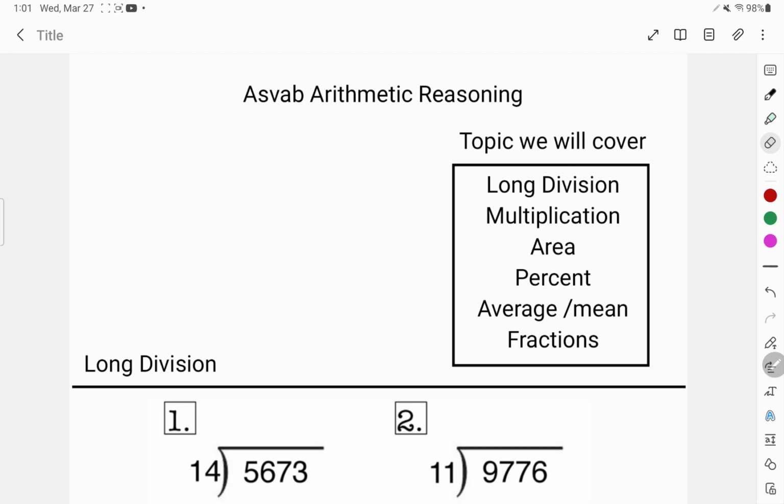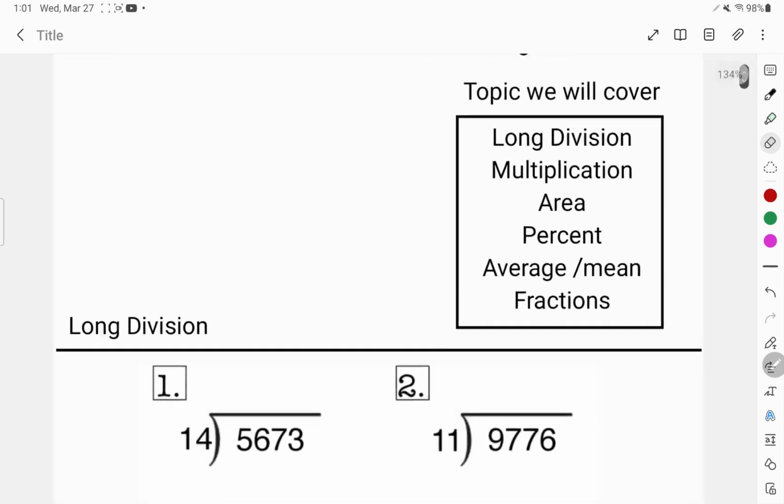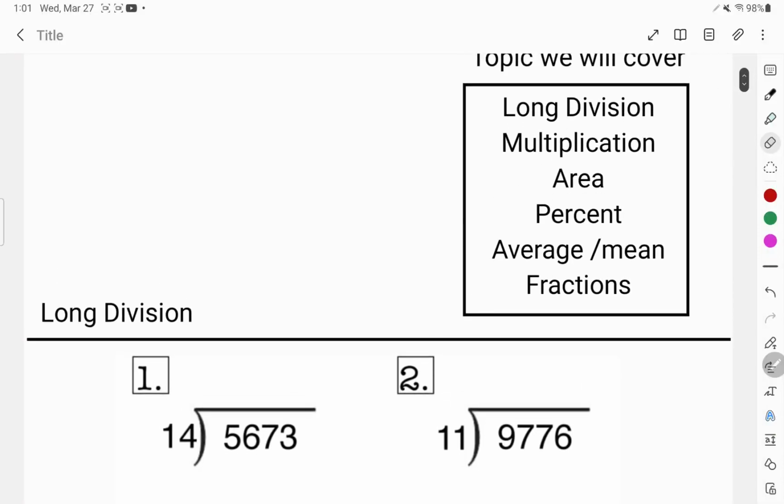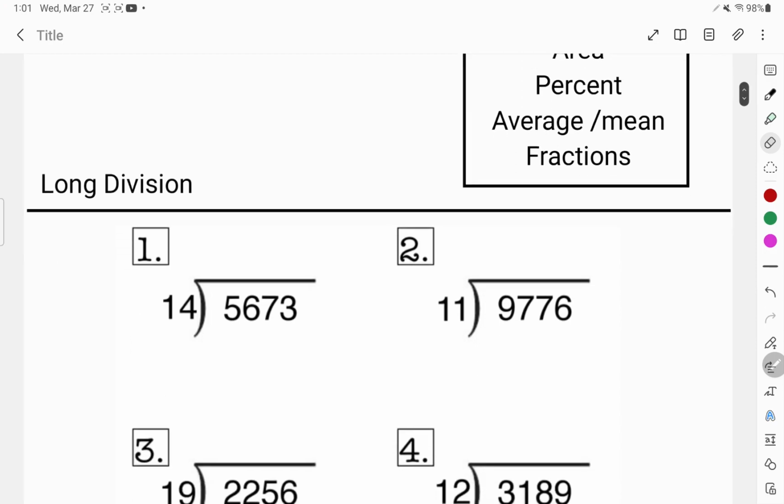So we're going to cover different topics that are going to be on the test. And hopefully this helps you out, kind of ease up on getting nervous. Maybe you don't know how to do certain things. This should help you quite a bit. So we're going to go over long division, multiplication, area, percent, average, and fractions in this series. So I'm going to have a video for every topic. The first topic you can see right here is going to be long division.